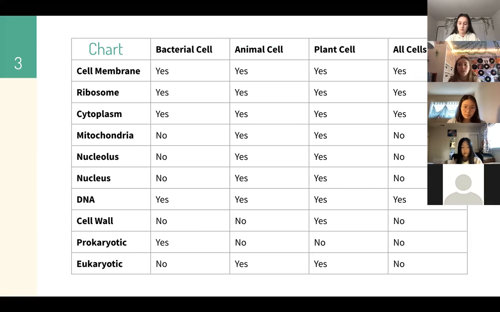And then here is just a simple chart comparing the organelles of prokaryotic and eukaryotic cells. As you can see, the bacteria is a prokaryotic cell, and then the animal and plant are eukaryotic.